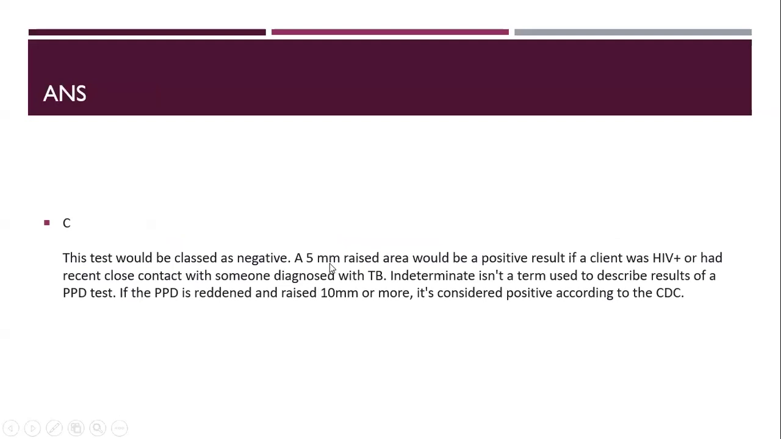A 5 millimeter raised area will be a positive result if the client has HIV or had close contact with someone diagnosed with TB. Indeterminate isn't a term used to describe results of a PPD test. If the PPD is reddened and raised 10 or more, it is considered positive according to the CDC. Mr. Wise, raise your hand.